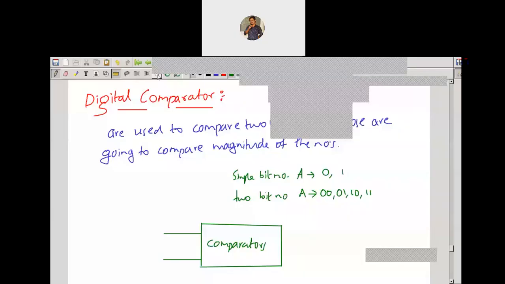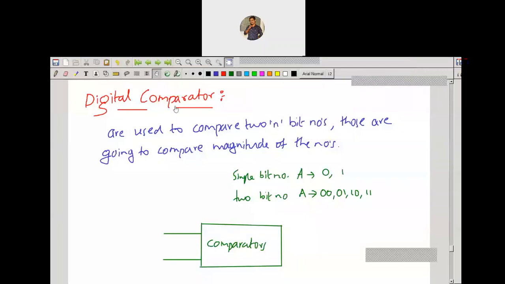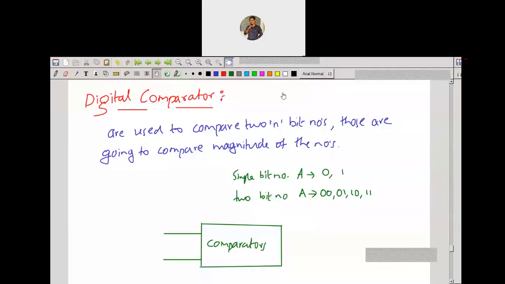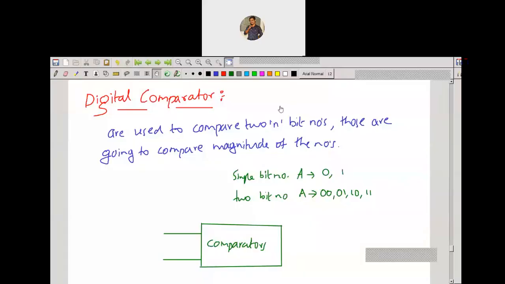So number of inputs 2 is okay. Now coming to number of outputs, you can observe here we're talking about comparison. For example, if you're comparing yourself with your friend, it may be height or weight or whatever it may be. How many possibilities can you have? Either you're taller than your friend, or you're shorter than your friend, or both are equal, right? That means while doing a comparison, there are three possibilities.